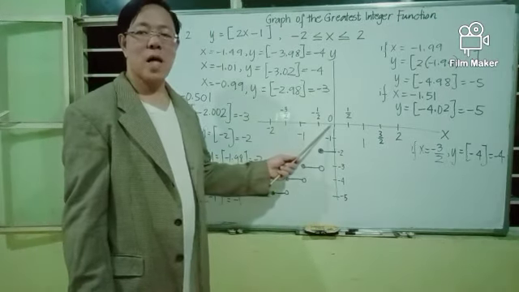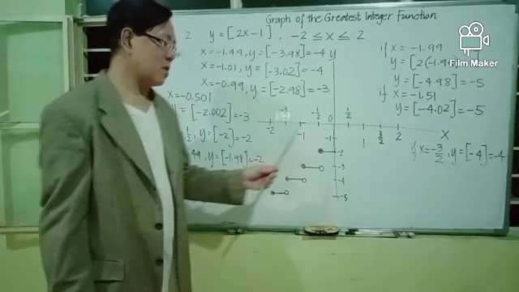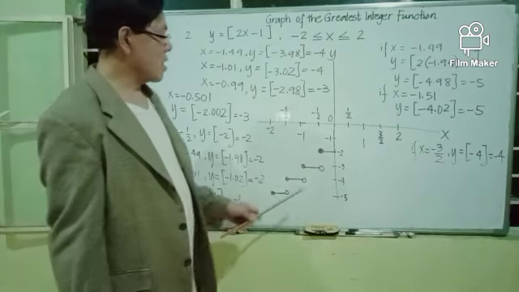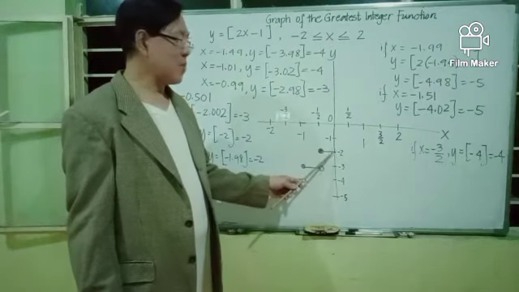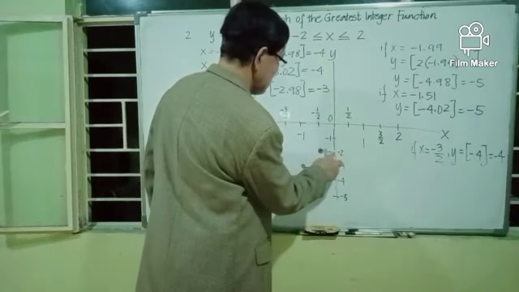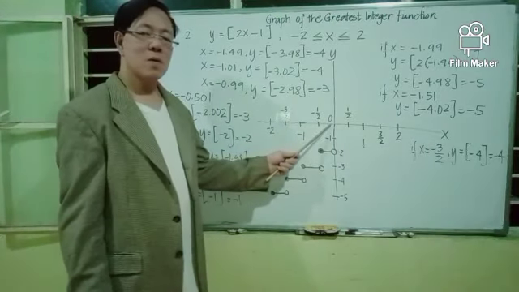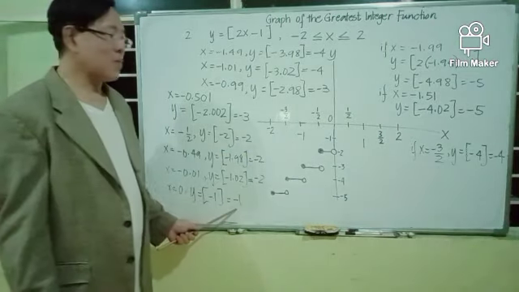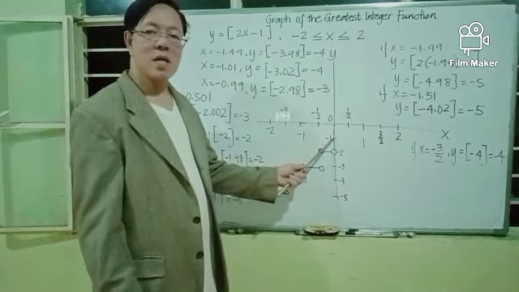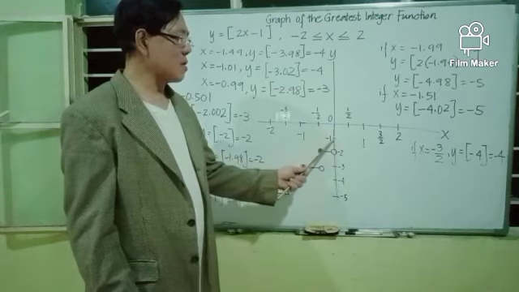But as I said, when x equals 0, the value is not negative 2. The value of y is not negative 2 when x equals 0. When x equals 0, the value of y is negative 1. And we indicate that with an open circle at this point because when x is 0, the value of y is not negative 2. But when x equals 0, the value of y equals negative 1. So we plot this point 0, negative 1. X is 0, y is negative 1. We plot a point at this point. X equals 0, y is negative 1.